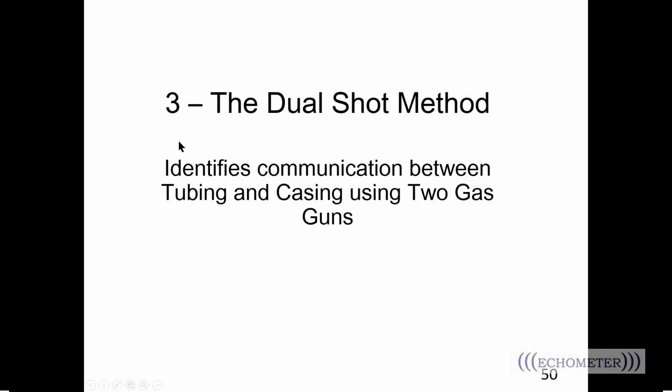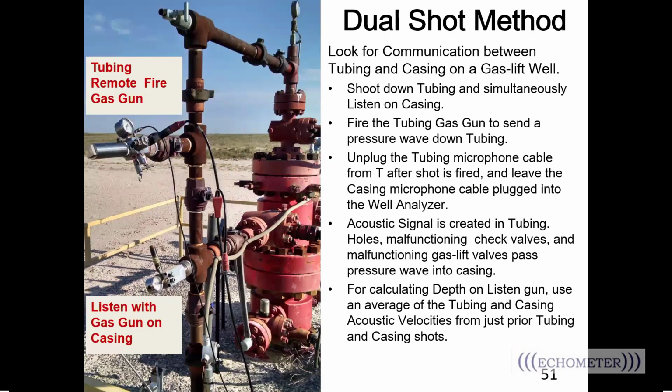The third method that we have is the dual shot method. The dual shot method identifies communication between the tubing and casing using 2 gas guns. So let's talk through how this works. Here you see a picture of this well, and we've got a remote fire gas gun on the tubing, and you see a compact gas gun on the casing.